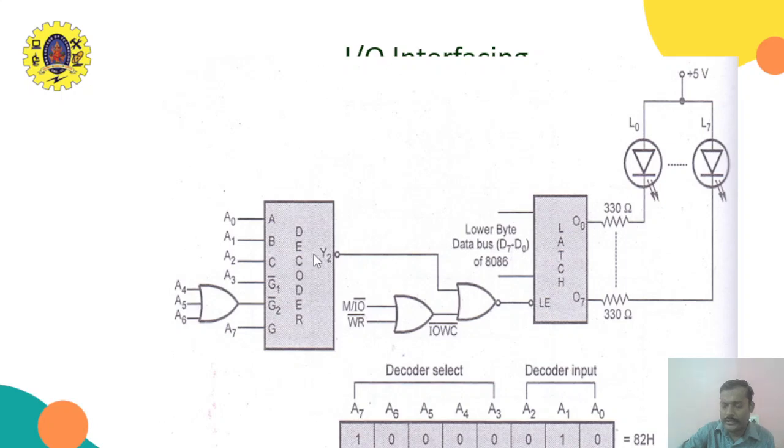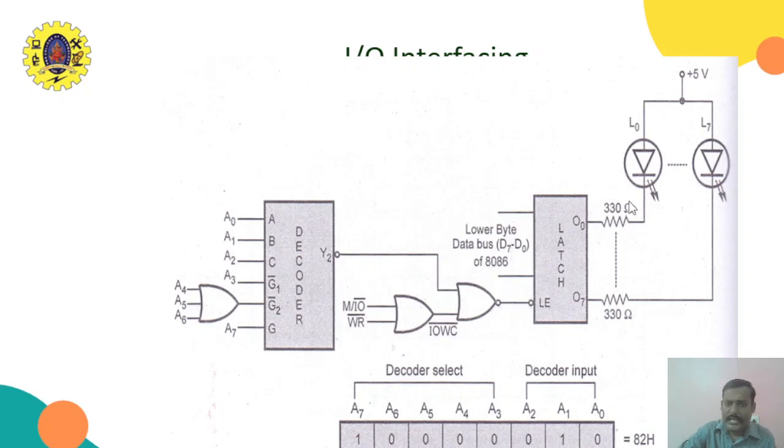If we take Y2, then ABC must be 0, 1, 0. If you take Y0, it should be 0, 0, 0. If you take Y7, it should be 1, 1, 1. So Y0 to Y7 will be selected from the ABC lines, 000 to 111. Look at this, these lines will be combined here. The memory bar and write bar signals are combined, and we get an I/O write command. This combined signal is given to the chip enable.